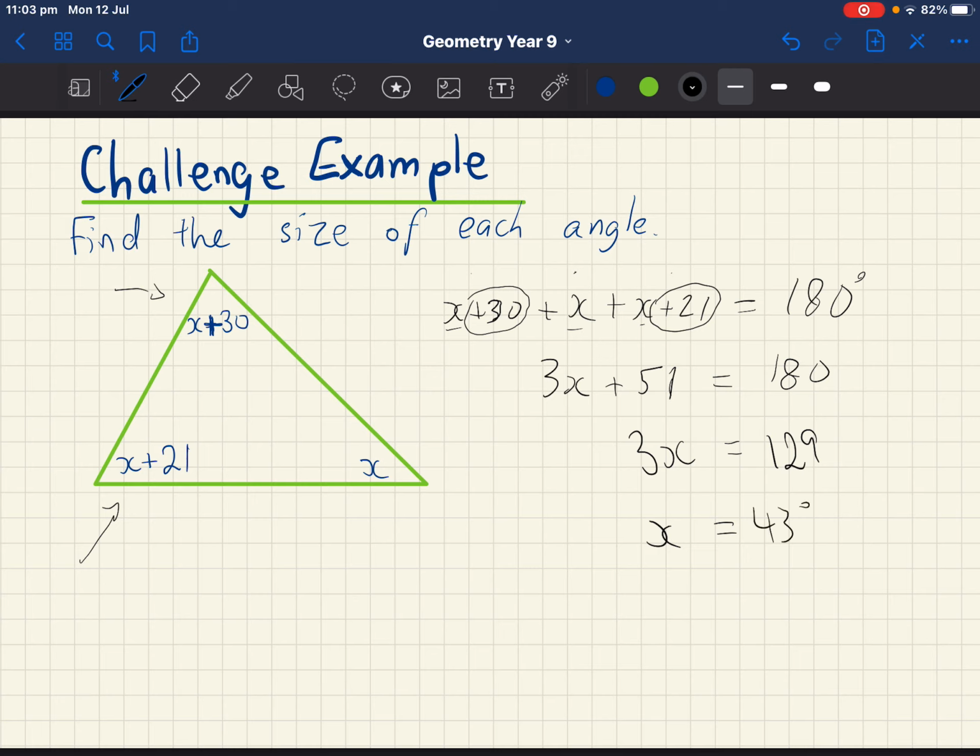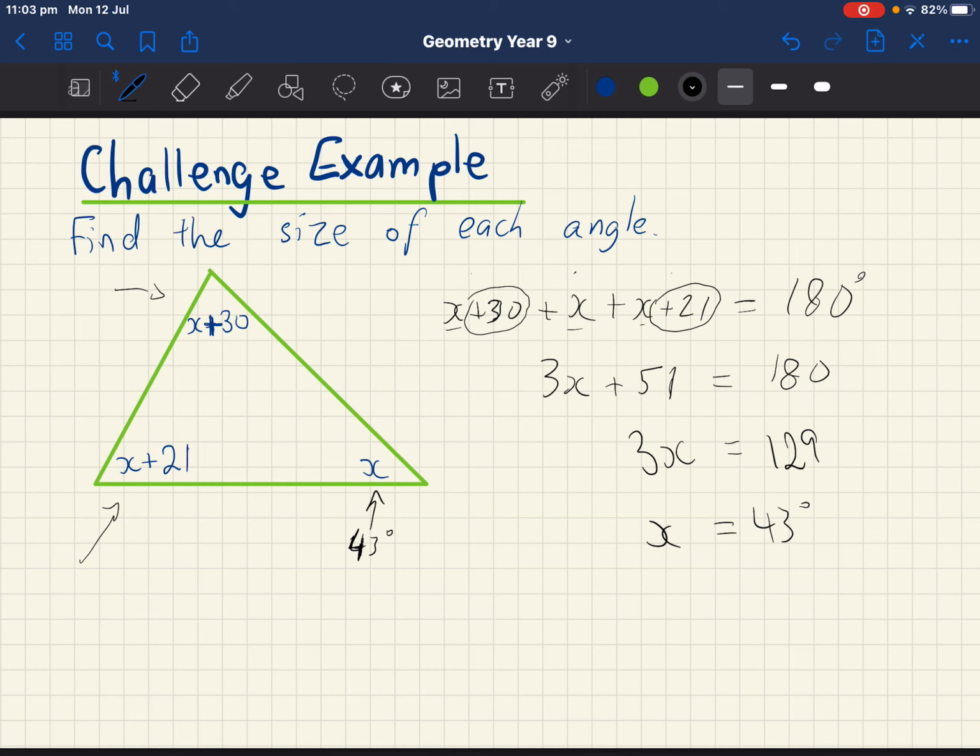43 degrees. So we've been asked to find for this challenge example the size of each angle. Well, we've got the size of the smallest angle, this angle right here, 43 degrees. That's the value of x. And to finish off, our question is not too bad.